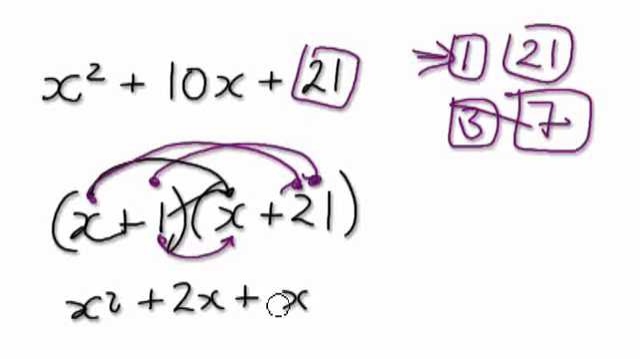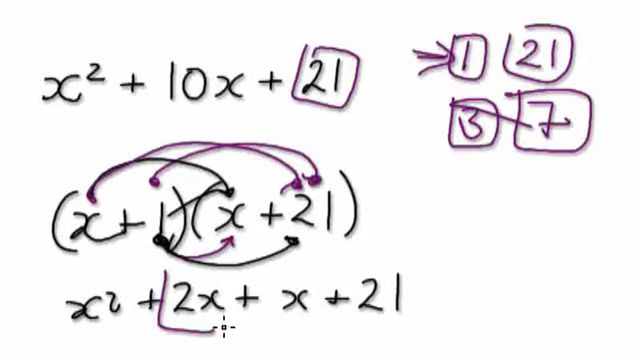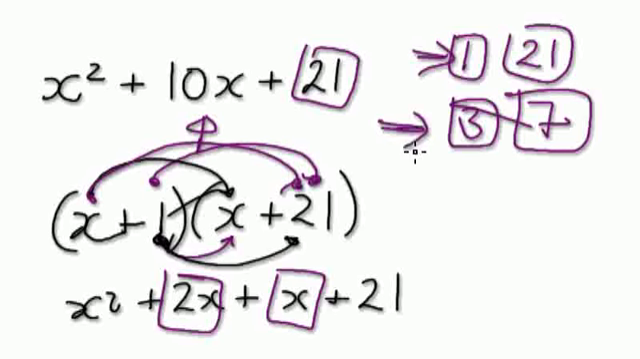Well, we don't bother writing the 1. We just write x. And then 1 times 21 here. So you see, this here is good. It gives you 21. But the thing is, when you add these two together, it only gives you 22x, but we need a 10x. So let's try a 3 and a 7.